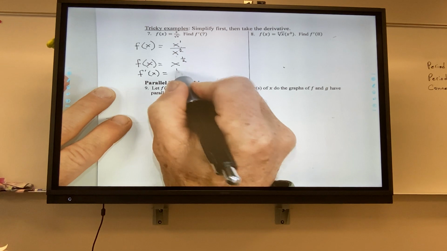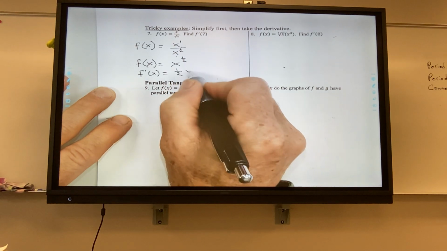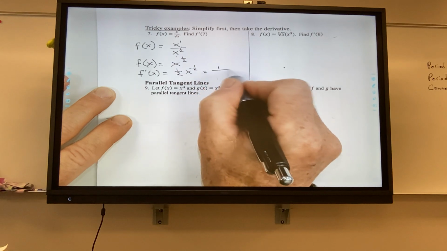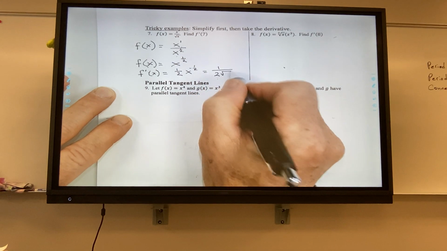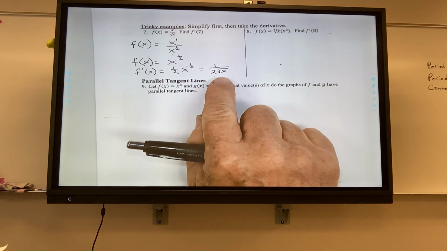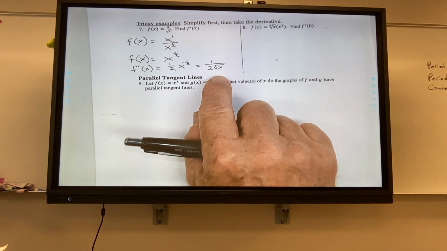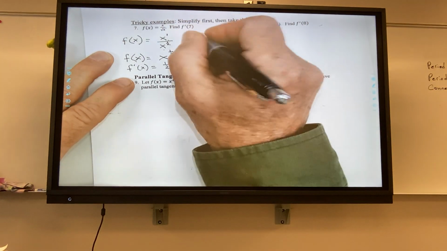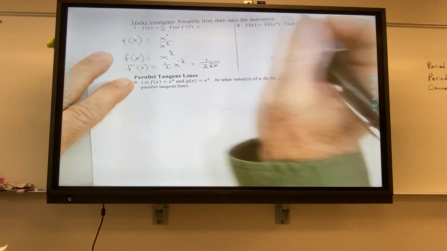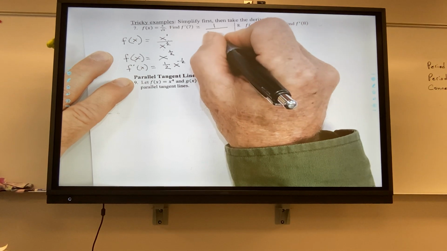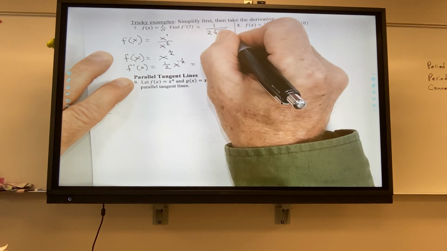That's going to be 1/2, we did this one, x to the negative 1/2, or 1 over 2 times the square root of x. That was one we just did a little while ago, right? I think, Ariana, I had you doing this one, right? Okay, it's okay. Don't worry, I'll forget tomorrow. Okay. So now I can say f prime of 7 is 1 over 2 times the square root of 7.